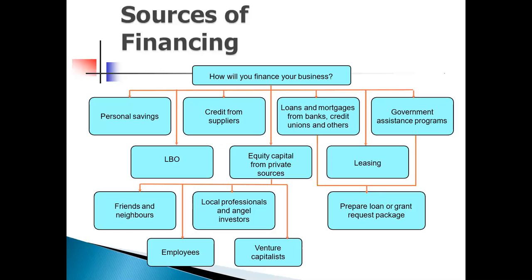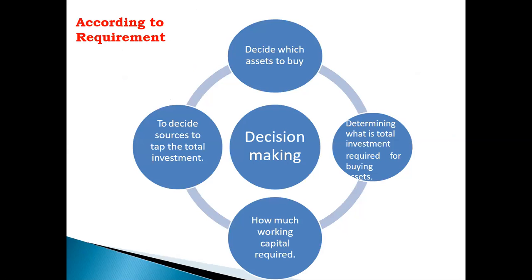You can have personal savings, or you can put in your own money, credit from suppliers. You can take loans or mortgage your property and then take loans from the bank. And then maybe some government assistance programs for upcoming startups. You can borrow money from your friends, neighbors, and so on. There are a few further things where, according to the requirement, you have to make the decision. Determine what is the total investment required for buying assets, and how much should be your working capital. This is related to the financial decisions of your business plan.